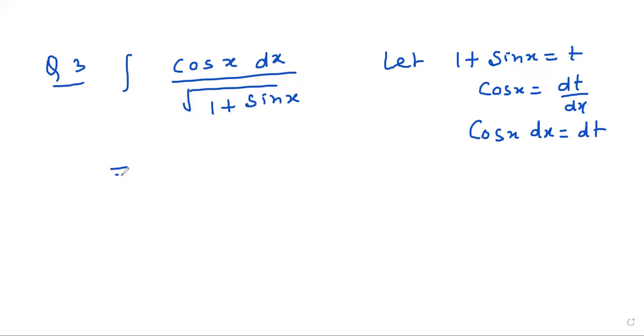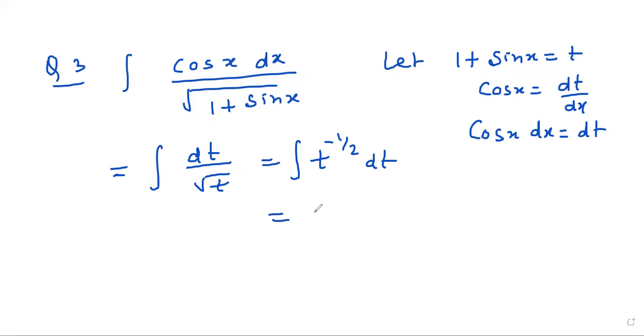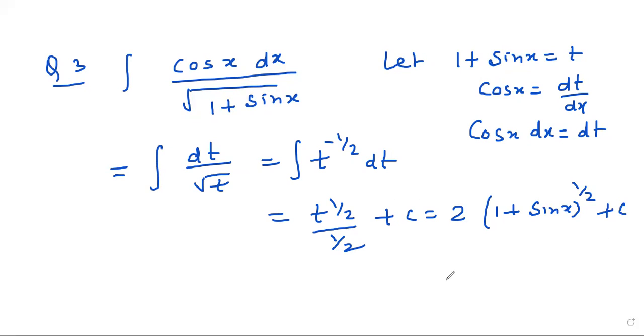So our question will become integration dt upon root t, or integration t power minus half dt, which will become t power half divided by half plus c, or twice of t, that is 1 plus sin x power half plus c, or twice of root of 1 plus sin x plus c.